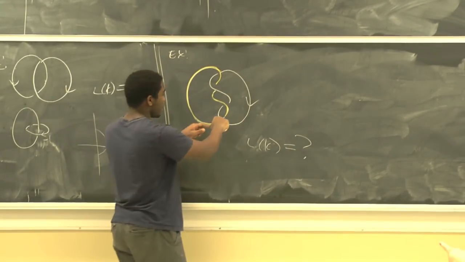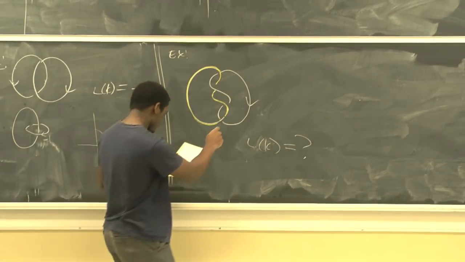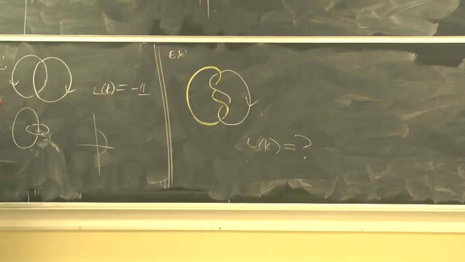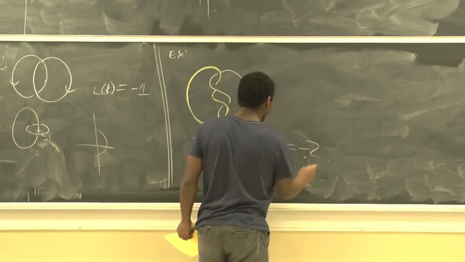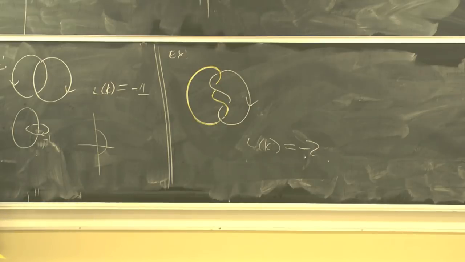Yeah. So does it not wind around twice? You missed the bottom one, the white one. Yes, sorry about that, these pages are very hard to draw. I think everybody's getting it. Yes, it's negative 2, and if we reverse orientation, it's positive 2. Does that make sense? Yes.